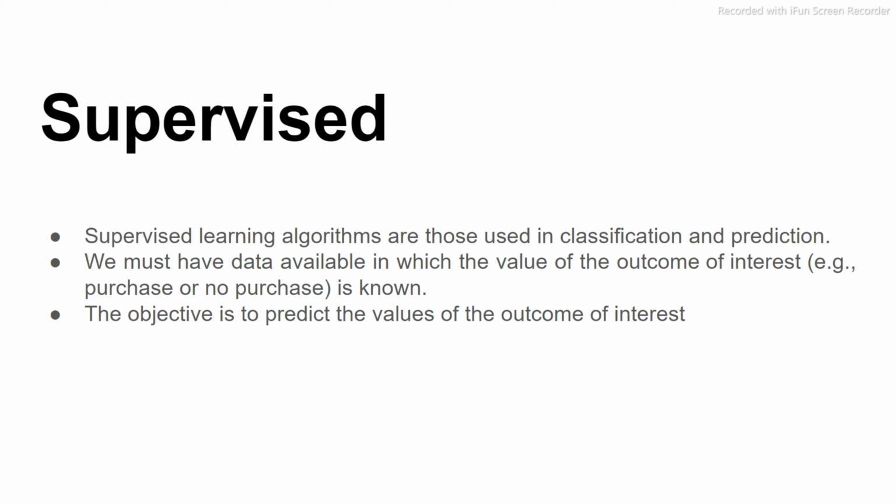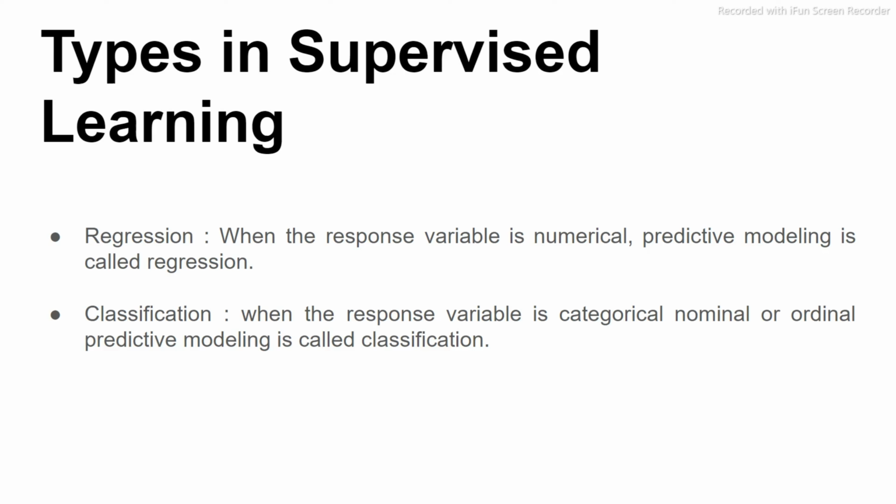Supervised learning is often used to create machine learning models for two types of problems: regression and classification. When the response variable is numerical, predictive modeling is called regression. When the response variable is categorical, nominal, or ordinal, predictive modeling is called classification.